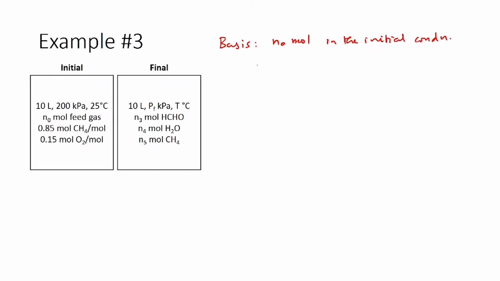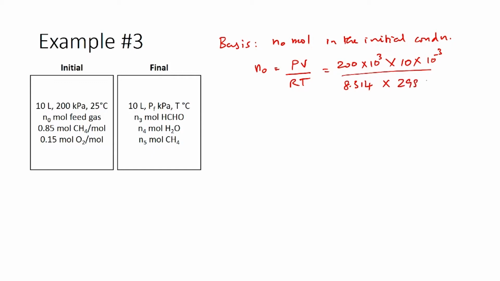So, taking that into account, let us calculate N naught. N naught would be equal to PV by RT. P is the pressure, we have it as 200 kilopascals, so we will call it 200 times 10 power 3 pascals, and your volume is 10 liters, so it would be 10 times 10 power minus 3 meter cube, divided by R in terms of SI units, which would be 8.314, times temperature in Kelvin, which would be 298 Kelvin.